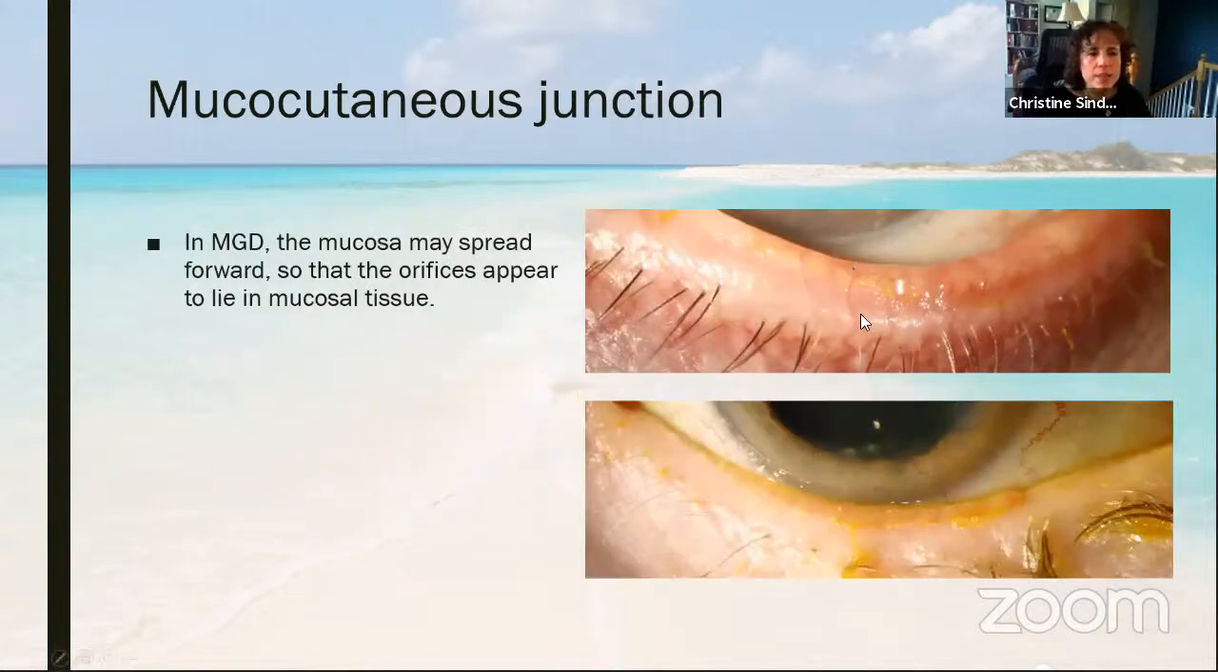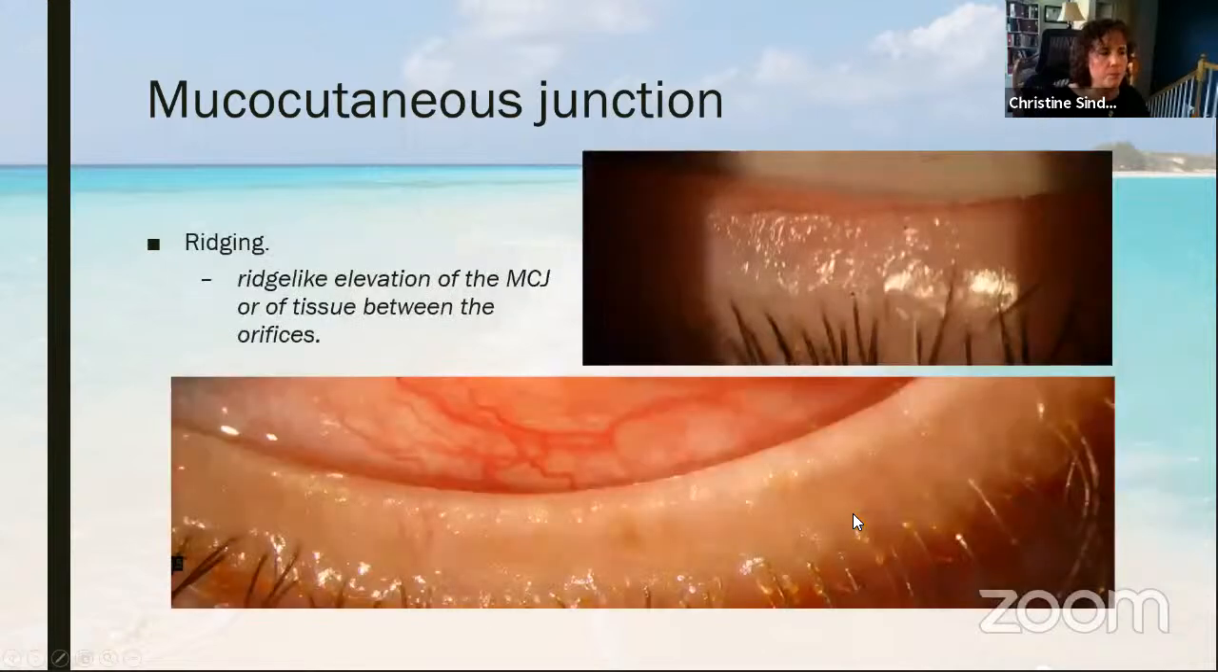So here's an example where you can see the mucocutaneous junction moved forward and starts to incorporate the meibomian glands here because you have that little microentropion. This is not a full-blown entropion where you end up with trichiasis. These are just little microentropions. And you can see this mucocutaneous junction here and the meibomian glands being incorporated into it.